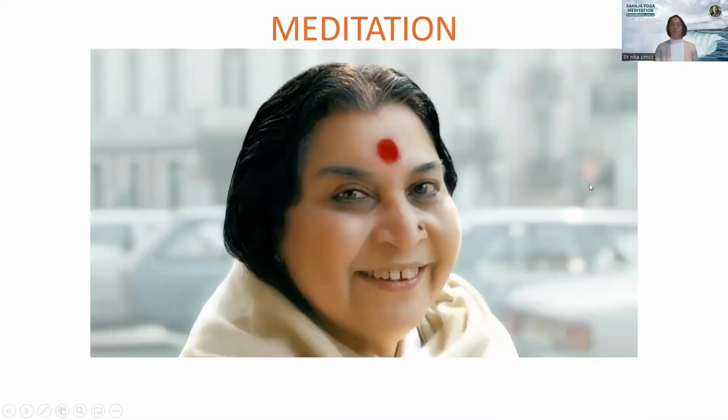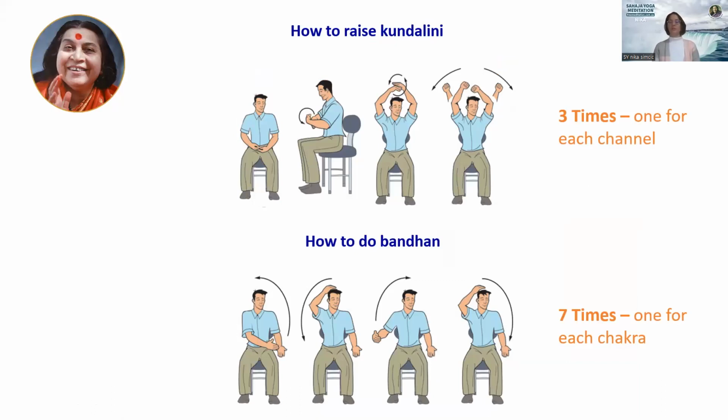Okay, now we can slowly open our eyes and we'll finish today's meditation by raising our kundalinis and putting ourselves into bandhan, just the way we start. We raise kundalini 3 times. And we make 3 knots for the last time. And then we put 7 bandhans on for each chakra.